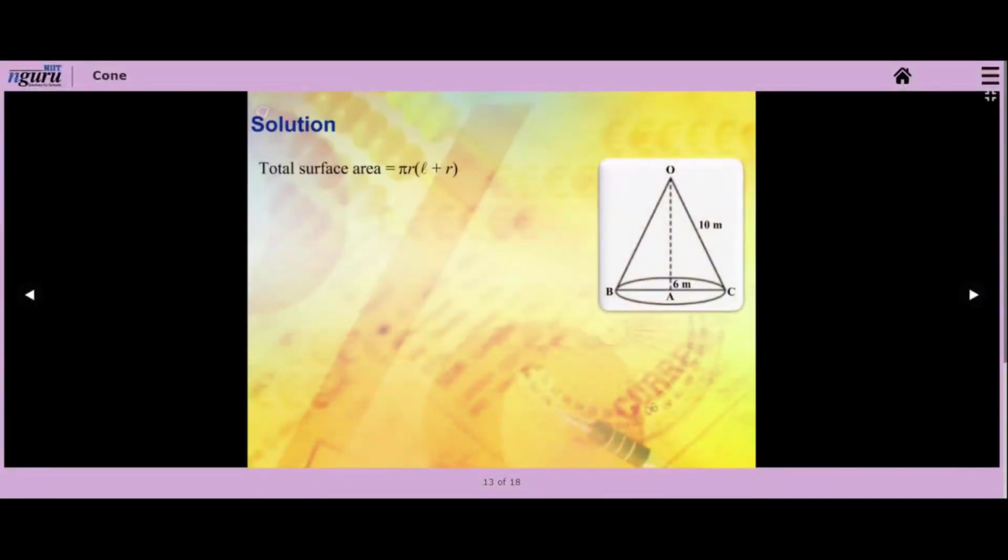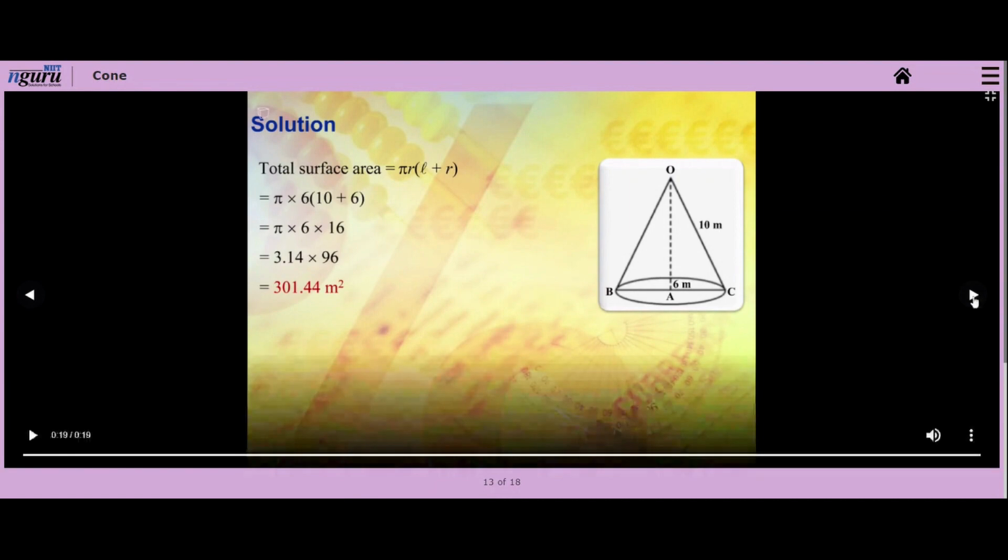Total surface area of a cone is equal to pi r multiplied by l plus r. On substituting the values of pi, r and l in the above formula, we get the total surface area equal to 301.44 square meters.